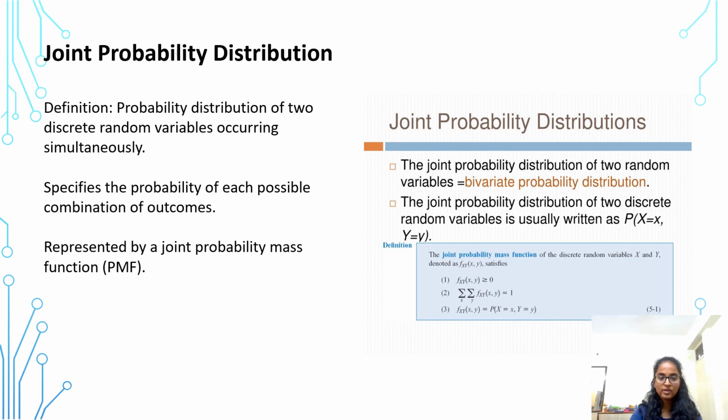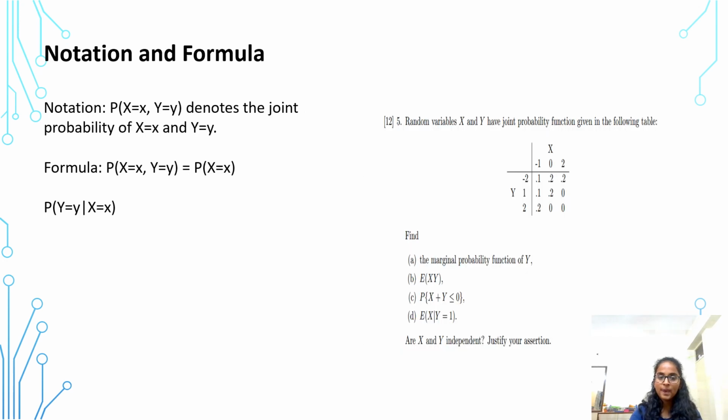It specifies the probability of each possible combination of outcomes, and is represented by the joint probability mass function, PMF. The joint probability distribution of two random variables is equal to a bivariate probability distribution. The notation and formula are given in this slide, where P of capital X equals small x, capital Y equals small y, denotes the joint probability that capital X is equal to small x and capital Y is equal to small y.